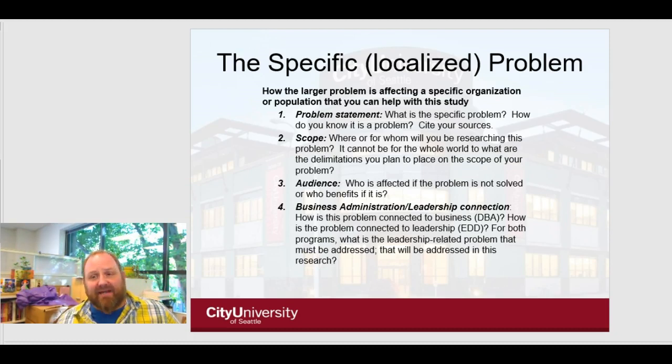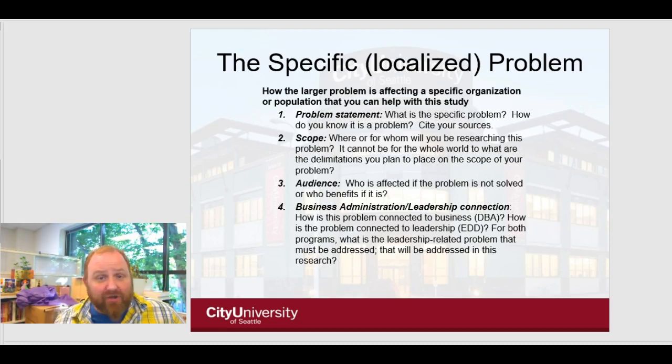A recent example from a student is they were looking at gender disproportionality in superintendents. There are very few female superintendents, even though 80% of school teachers are women. There are very few women at this higher level position of superintendent. She wanted to study why that is. Now, this is a problem that affects every school system in the world.